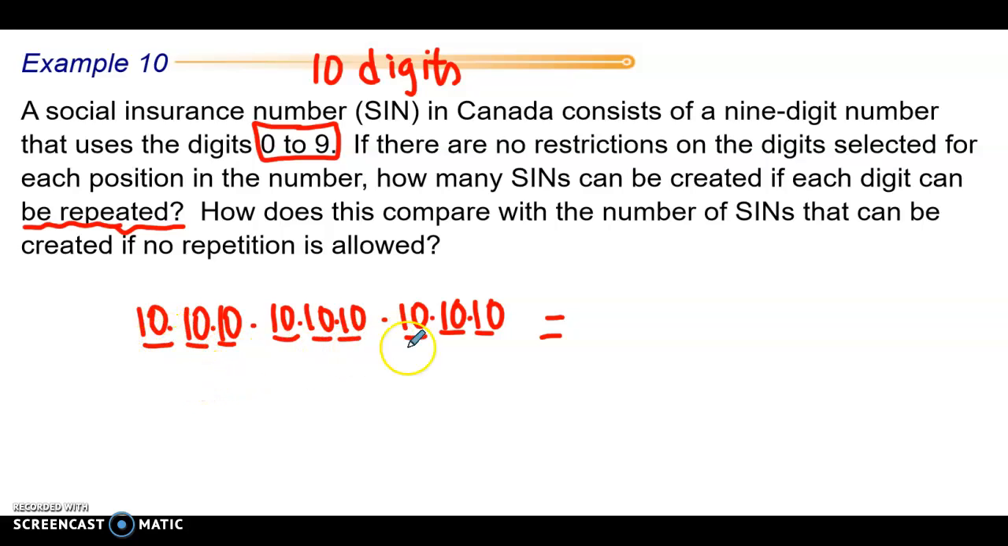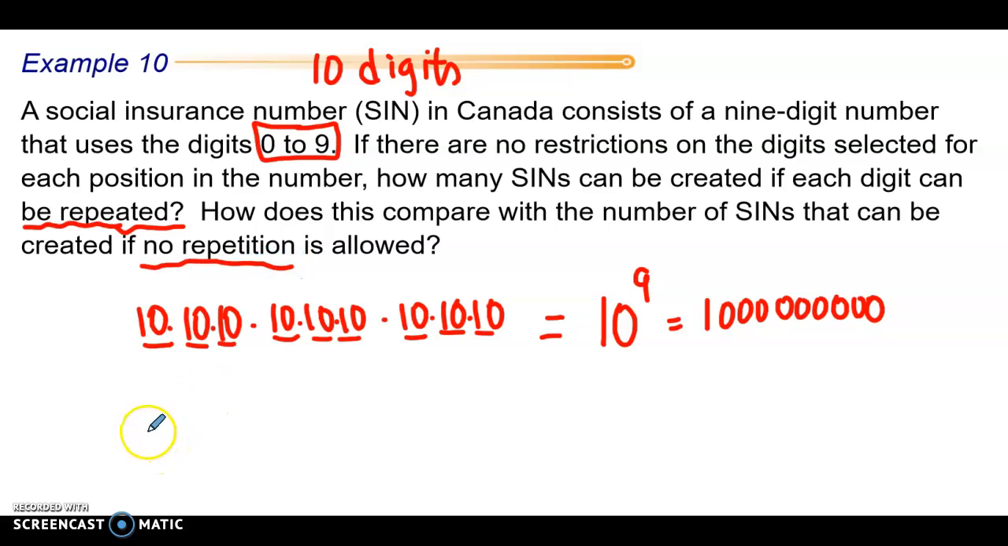Notice that we are multiplying 10 nine times, so we can write this as 10 to the power of 9, and that gives us 1 billion outcomes. So that's the first part. There is a second part to the question. It says, how does this compare with the social insurance numbers that can be created if no repetition is allowed?